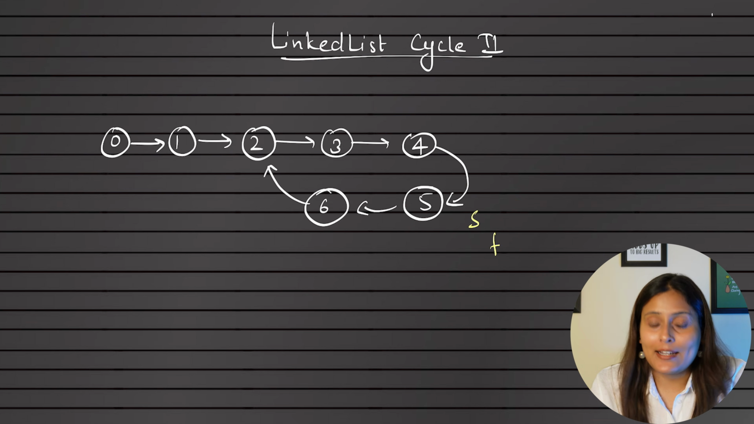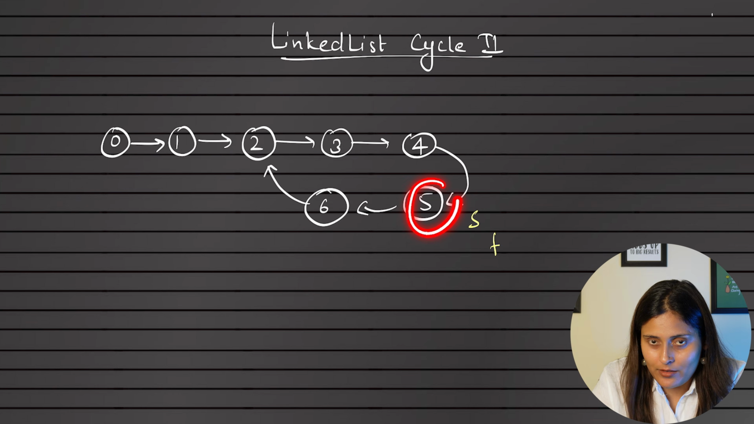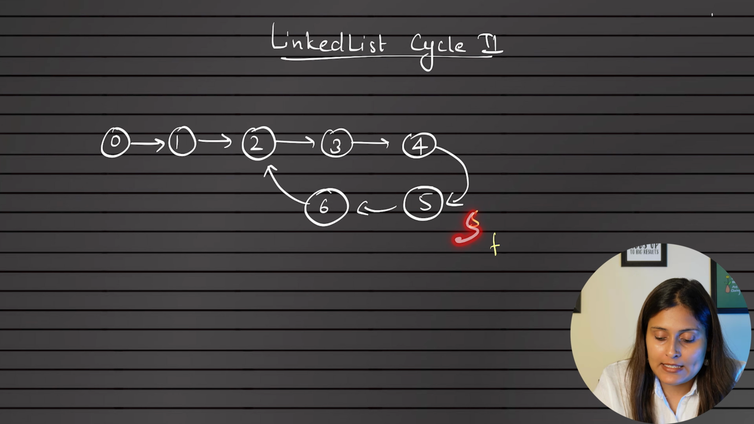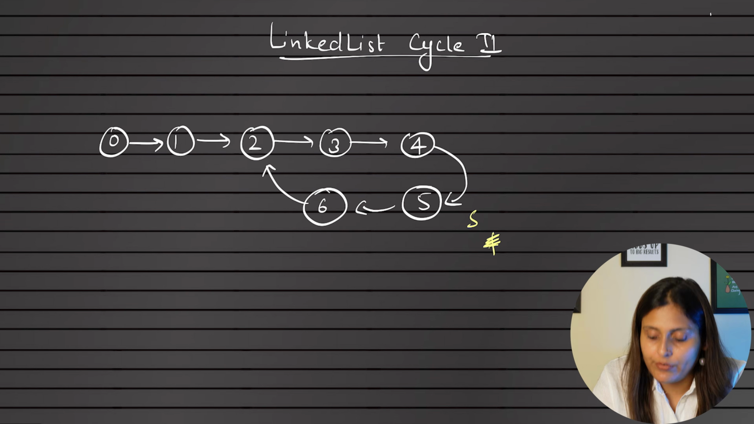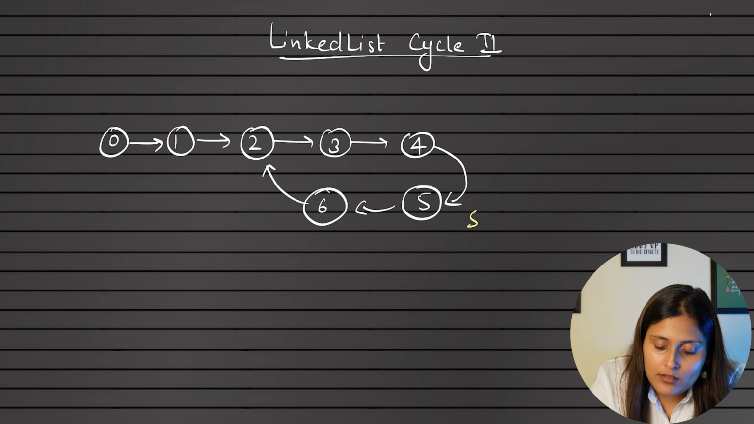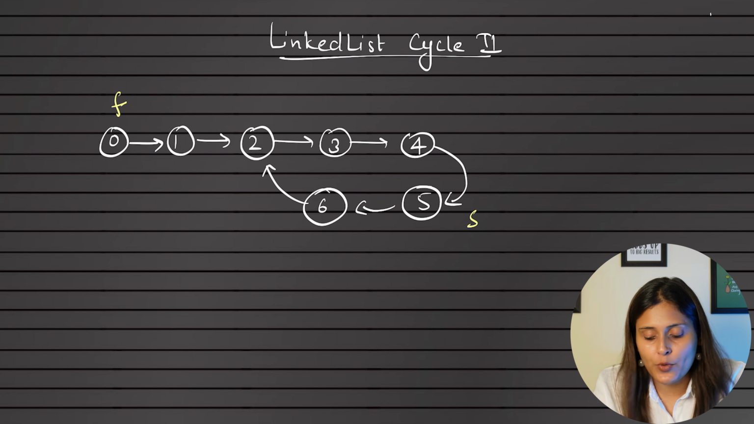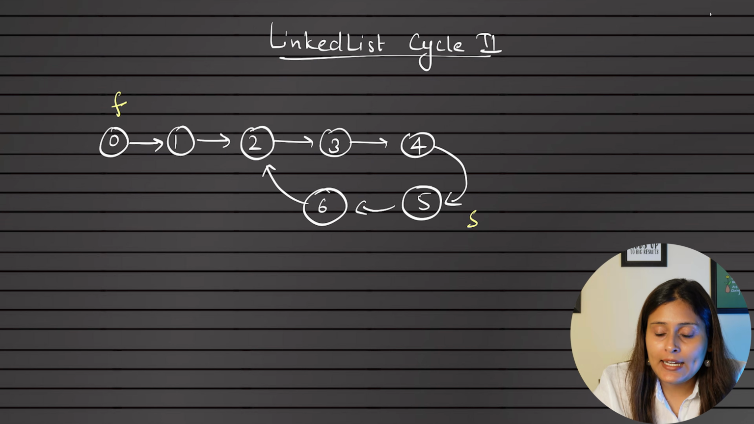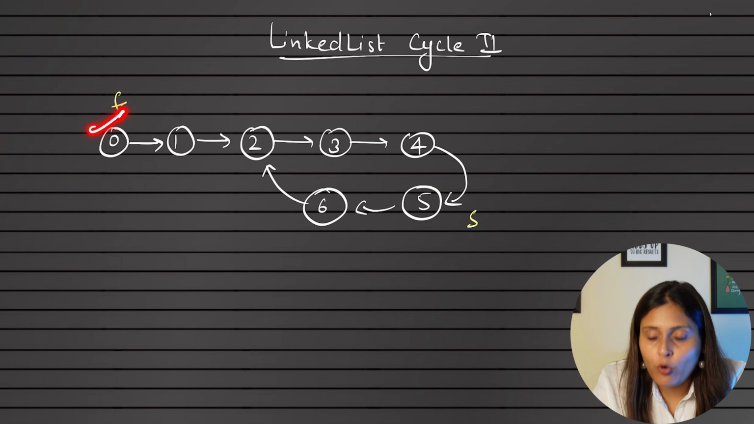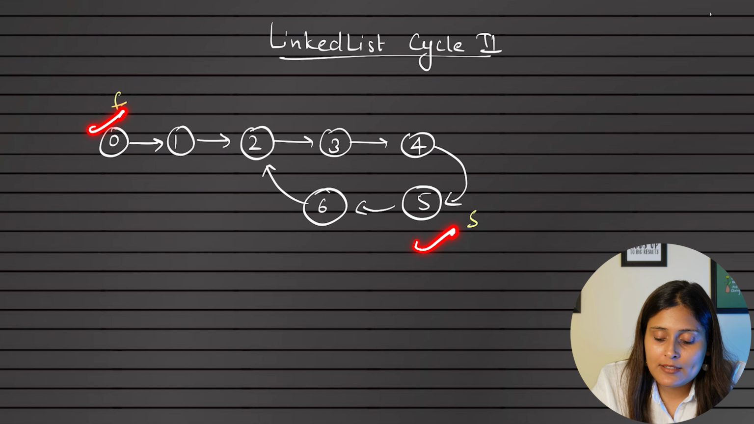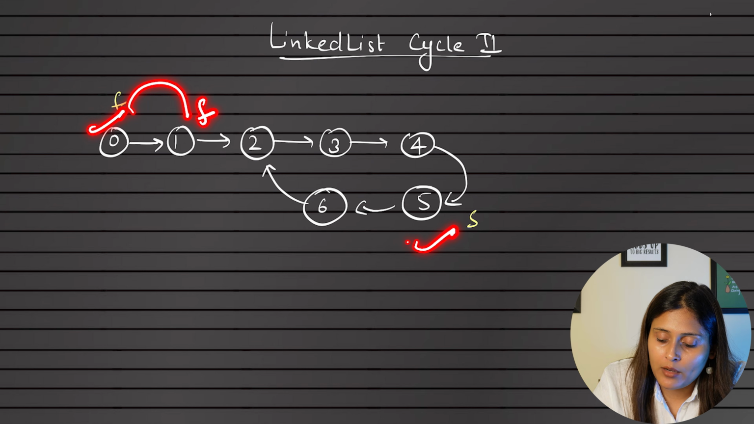So to get the starting node, wherever you met this point, correct? Let's keep our slow pointer as it is, and let's remove the fast pointer, and now start a new fast pointer from head. And now the rule is, let's move both at the same speed. So next time fast will come here and slow will come here. Next time fast will come here and slow will come here.